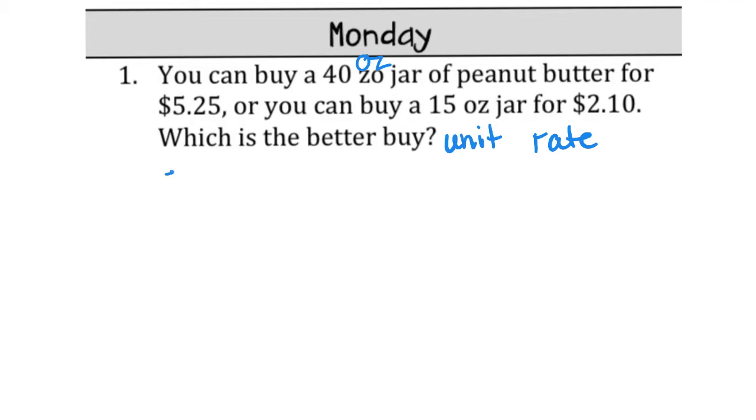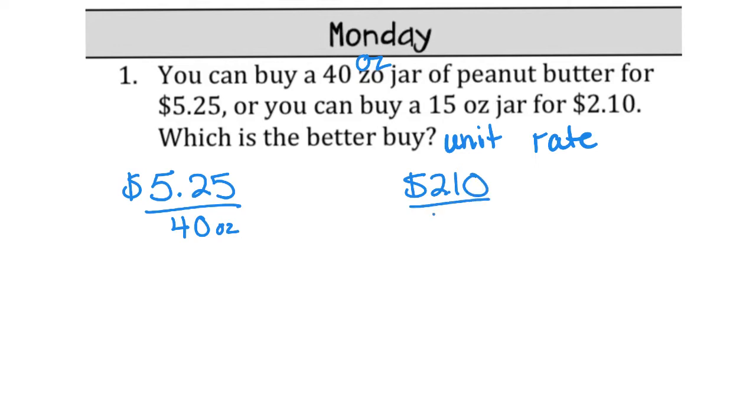Let's go ahead and do our setup. We have $5.25 for a 40-ounce, and then over here we have $2.10 for a 15-ounce. I know we can use the calculator, but we're going to go ahead and work this one out. I think it'll be a pretty easy one to work out.